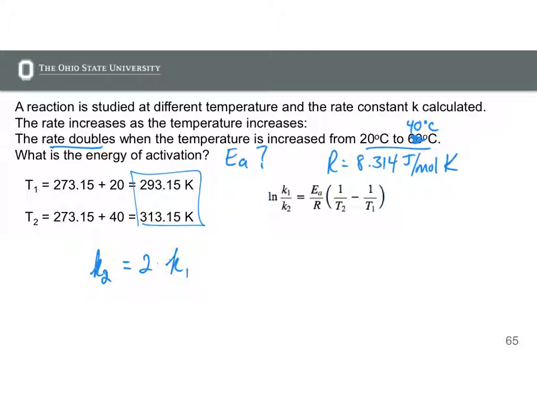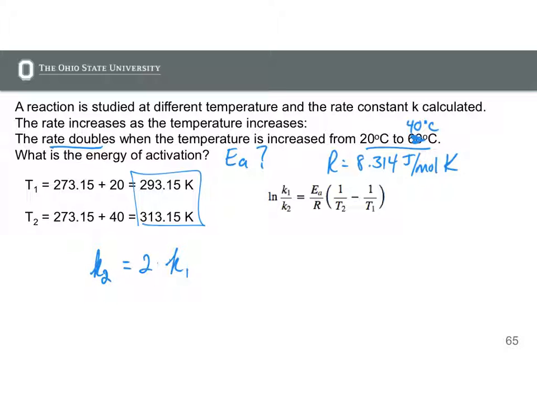So the question is, what do you do if they don't give you a rate that says it doubles or something like that? Set up an equation that's describing that. If it said that the rate is tripled, K2 equals 3 times K1. If the rate is half, K2 equals 1/2 K1. Something like that.